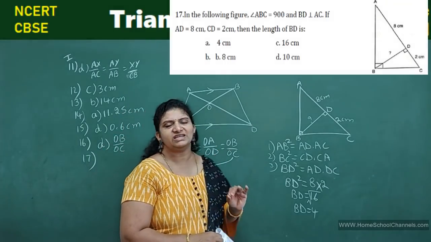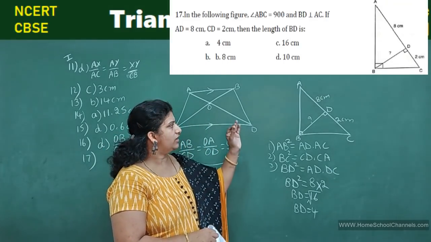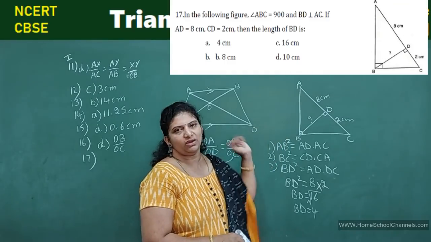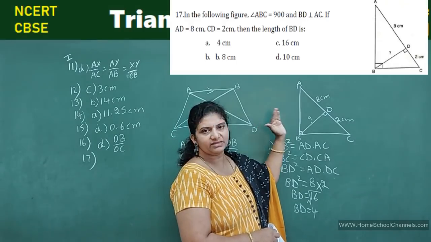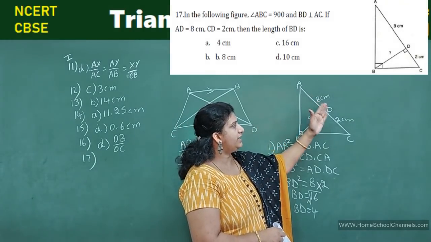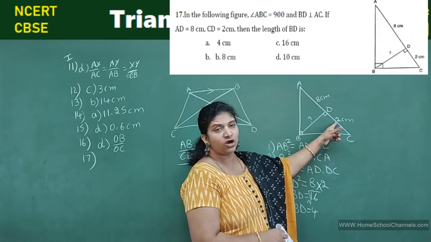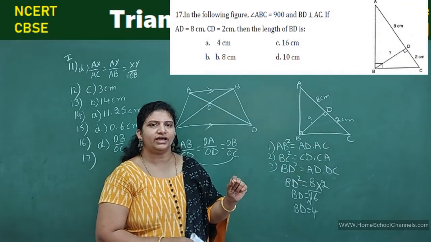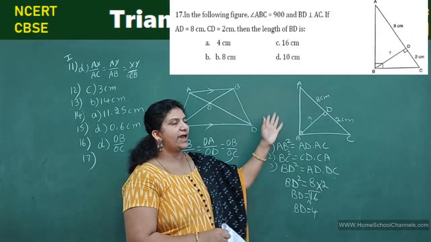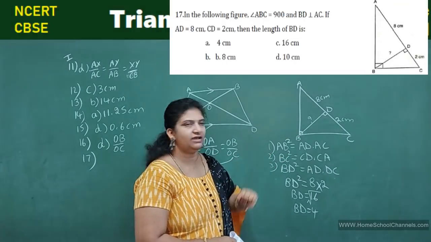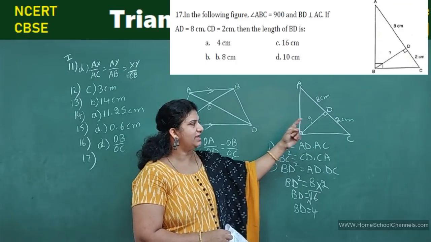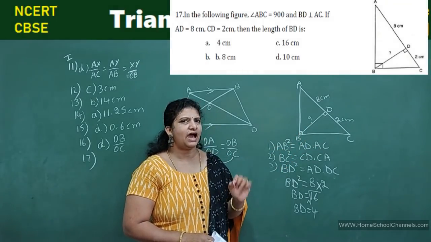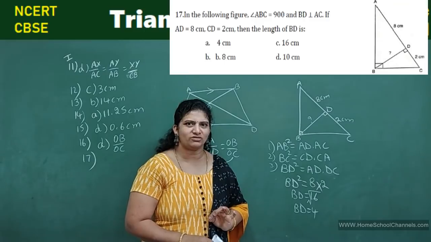Similarly, if any question is asked in the exam, if they ask you AB, what is the AB length? It is very easy to find. AB square is equal to 8 into (8 plus 2). How much? 10. 8 into 10, 80. So take the square root of that, you get the answer AB. By using these two, find the AB length and BC length and tell me the answer in the comment box.